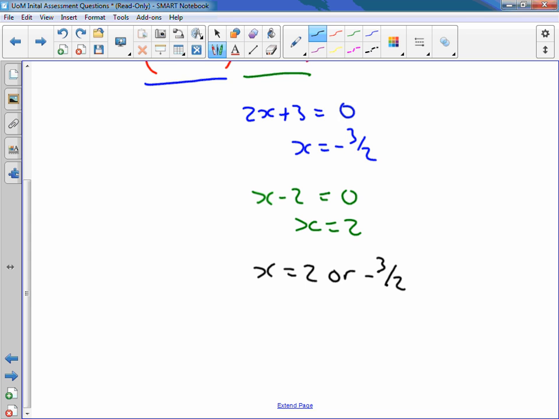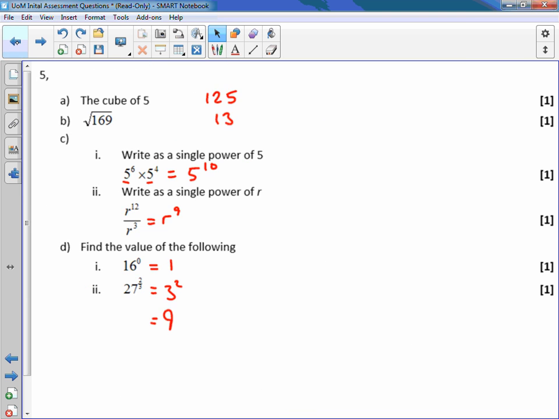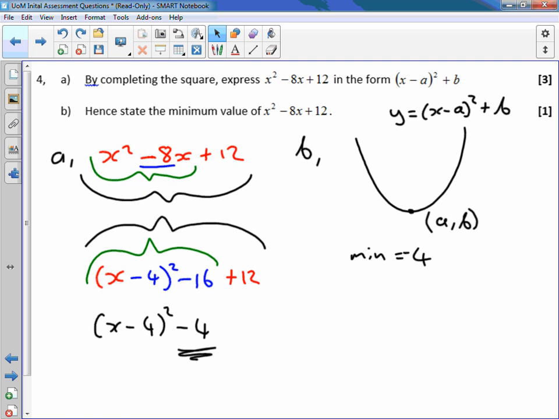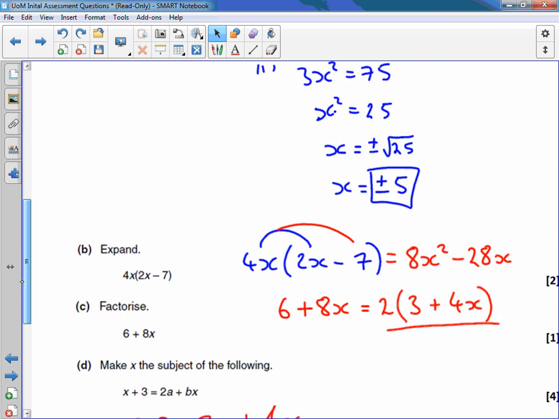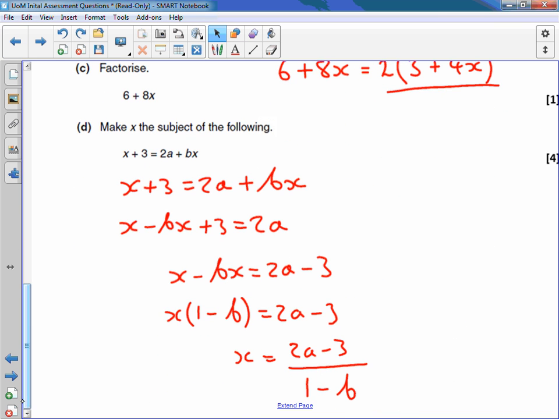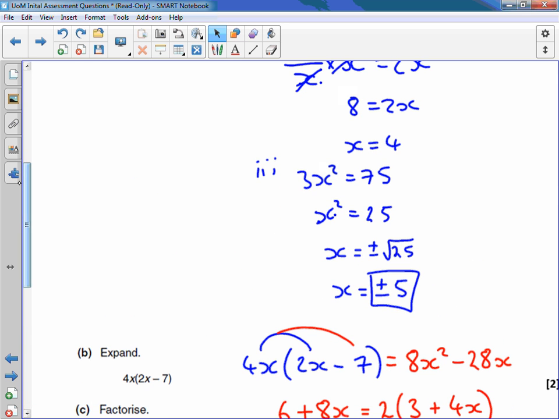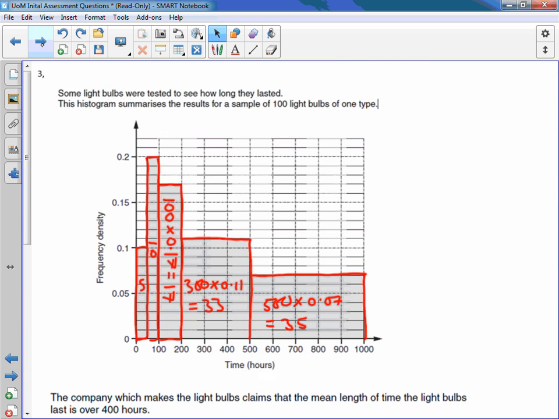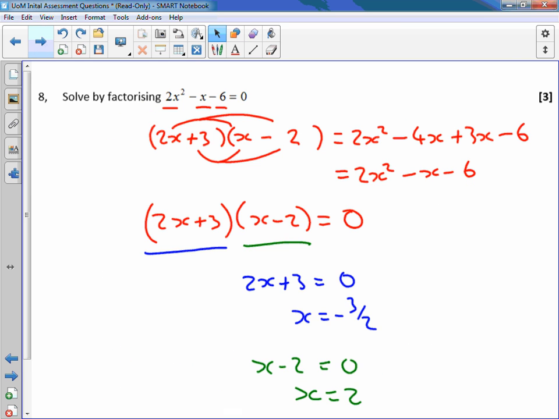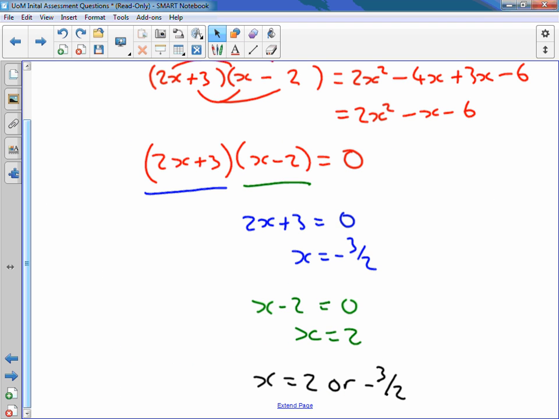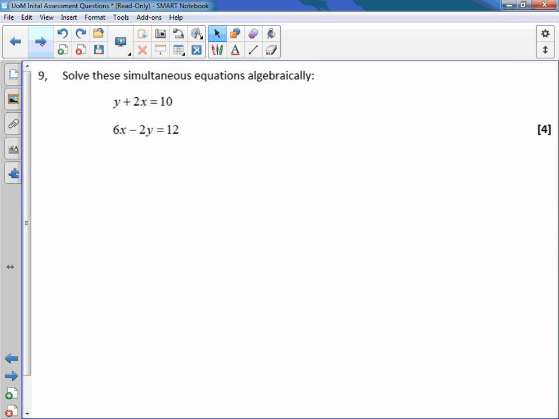Again, you'll notice we've solved a quadratic just like we did, well, where was the other quadratic we solved? There we are. 2 part 3. There we solved a quadratic and had 2 solutions, plus or minus 5. Here we solved a quadratic, and again we've got 2 solutions, 2 or minus 3 over 2. Okay, moving on. Question 9.